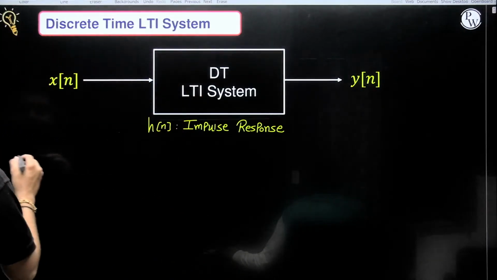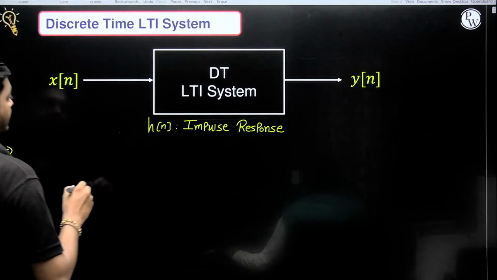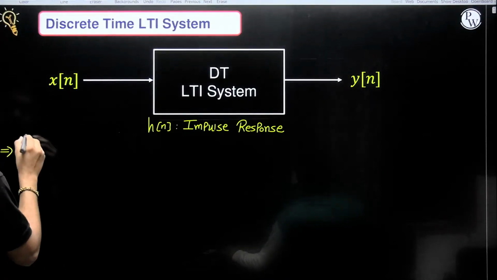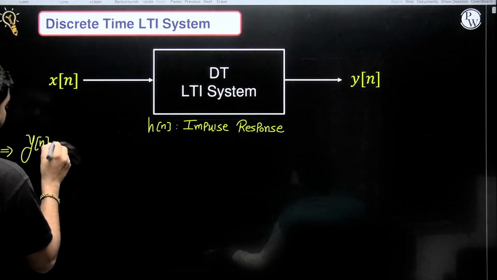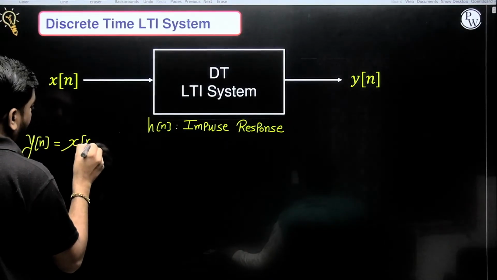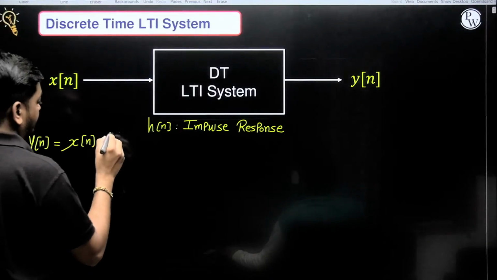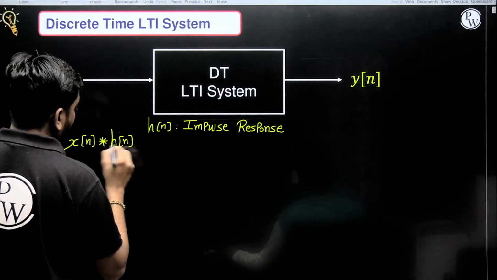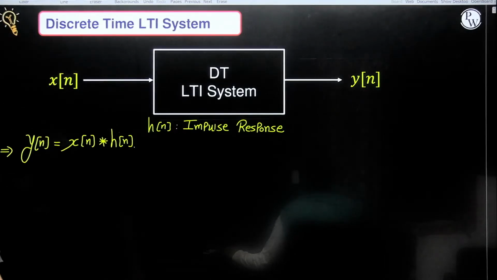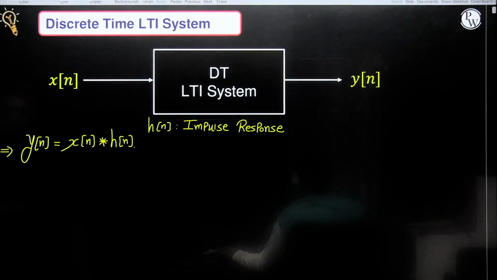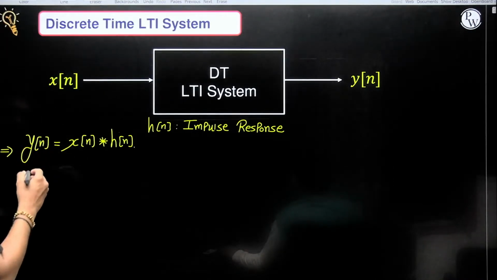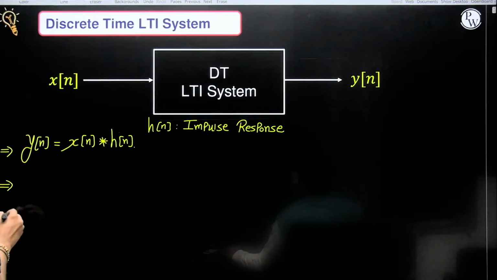So directly I am writing y of n is nothing but x of n convolution h of n. Here y of n is x of n convolution h of n. So again, the formula is also the same as continuous time convolution.